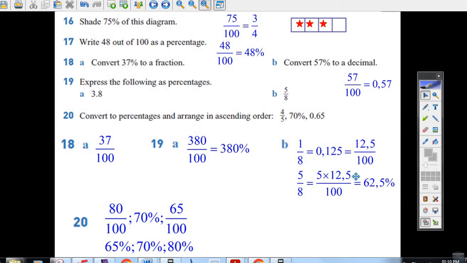So you go 5 times 12.5. 5 times 12 is 60. 5 times 0.5 is 2.5. It's 62.5%. That's what it is.